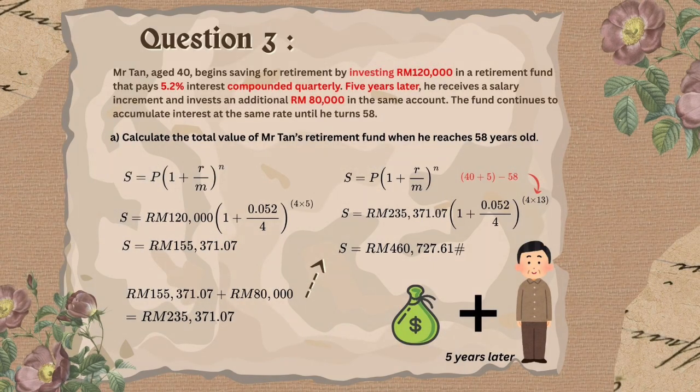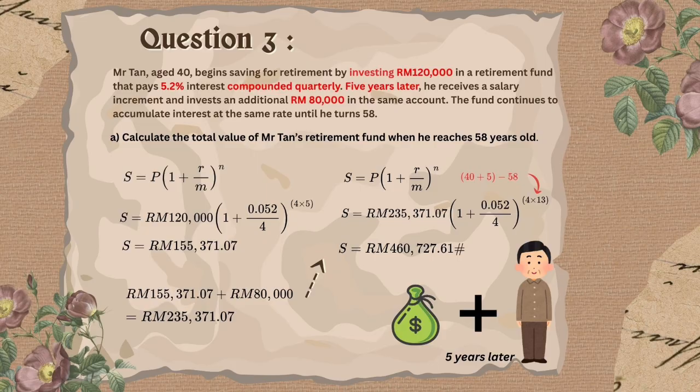Mr. Tan, age 14, begins saving for retirement by investing 102,000 in a retirement fund that pays 5.2% interest compounded quarterly. 5 years later, he received a salary increment and invests an additional 18,000 ringgit in the same account. The fund continues to accumulate interest at the same rate until he turns 58. A. Calculate the total value for Mr. Tan's retirement fund when he reaches 58 years old.